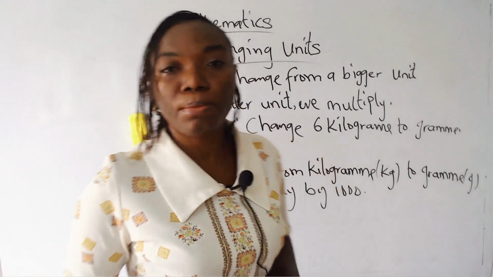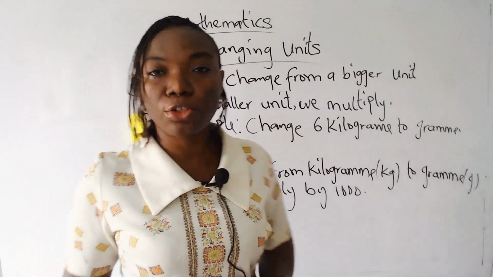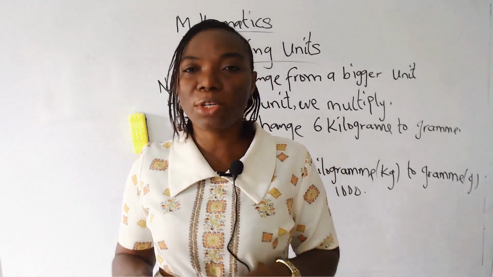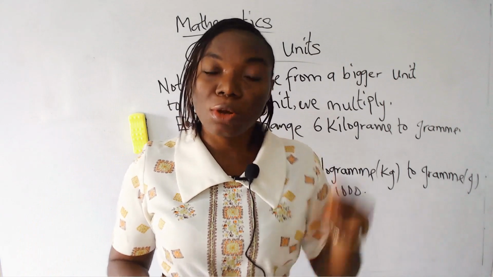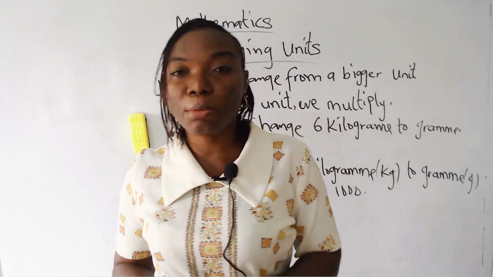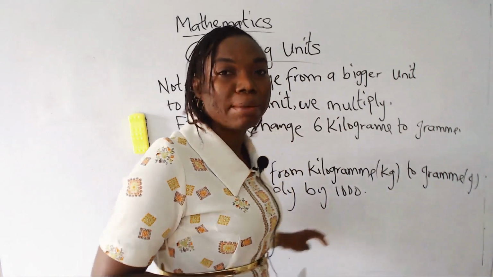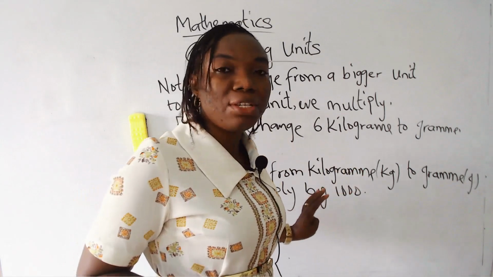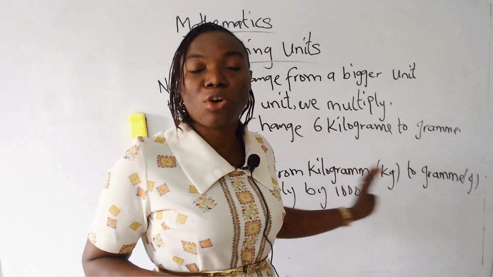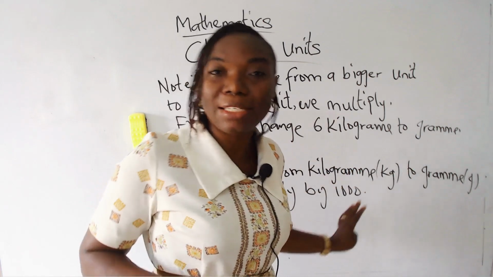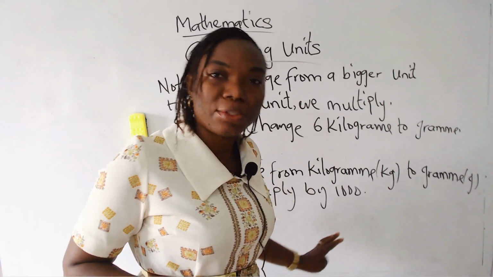To change from kilograms to gram, we are going to multiply by 1,000. Why are we multiplying by 1,000? This is because 1,000 grams is equal to 1 kilogram. So we are going to be multiplying the value of the kilogram by the value of the gram. And we're given 6 kilograms to be converted or changed to grams. Now we're going to multiply 6 kilograms by 1,000. Is that clear?